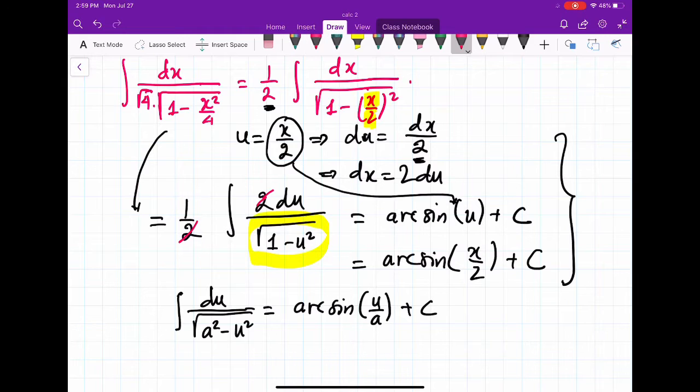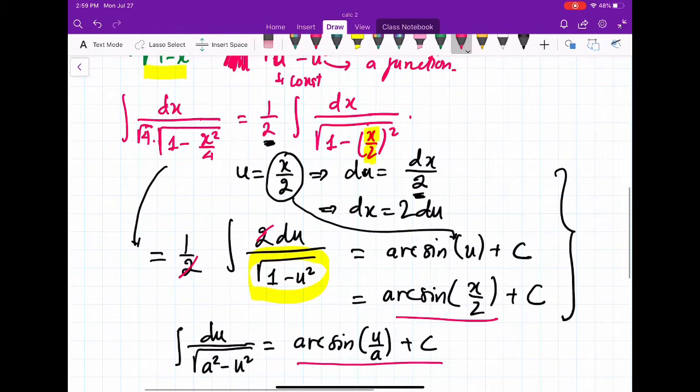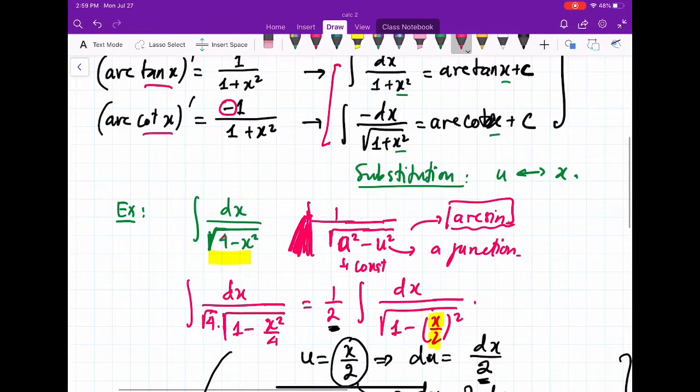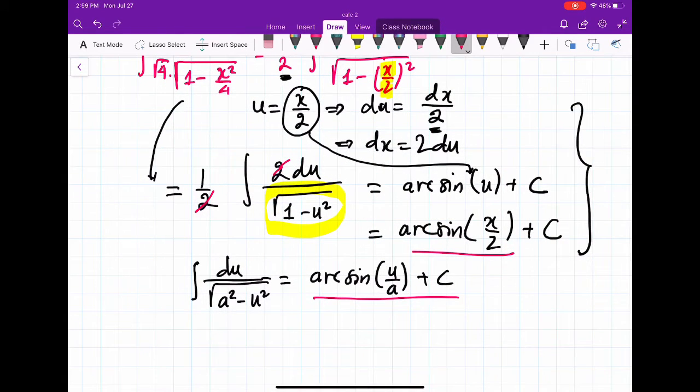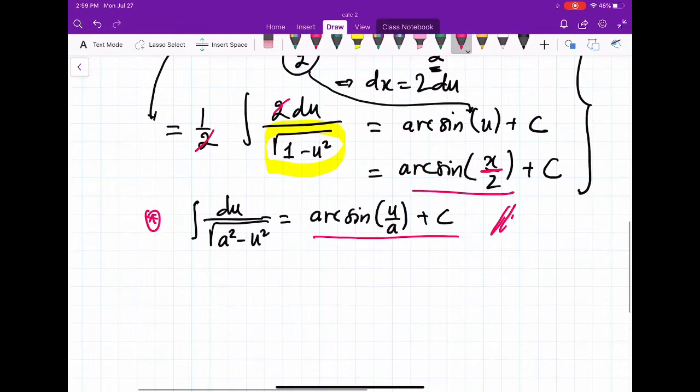And if you compare this formula with this one, you can see in this case a is equal to 2, right? Because at the beginning you have 4 in here, right? So a is 2. You see this? And a is 2, so you just divide u by 2, so that means x by 2. That's it. This is the formula for arc sine.